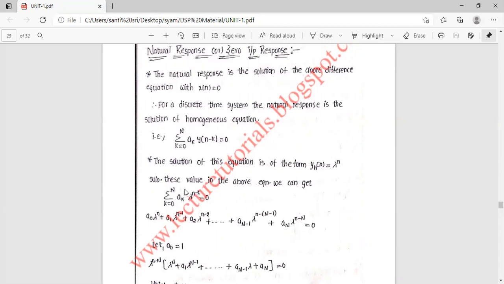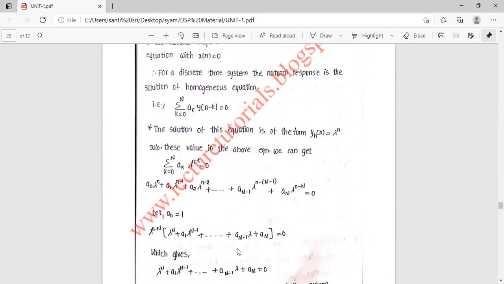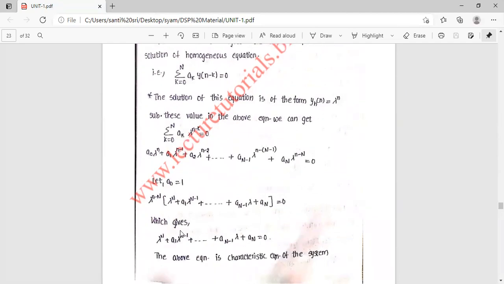So sigma k equal to 0 to N a k into lambda power n minus k is equal to 0. We can expand this as a naught into lambda power n plus a1 into lambda power n minus 1 plus a2 into lambda power n minus 2 up to a n minus 1 into lambda power n minus N minus 1 plus a N into lambda power n minus N, which is equal to 0. Letting a naught equal to 1, it becomes lambda power N plus a1 into lambda power N minus 1 plus ... a N minus 1 into lambda plus a N equal to 0. This is the characteristic equation of the system.